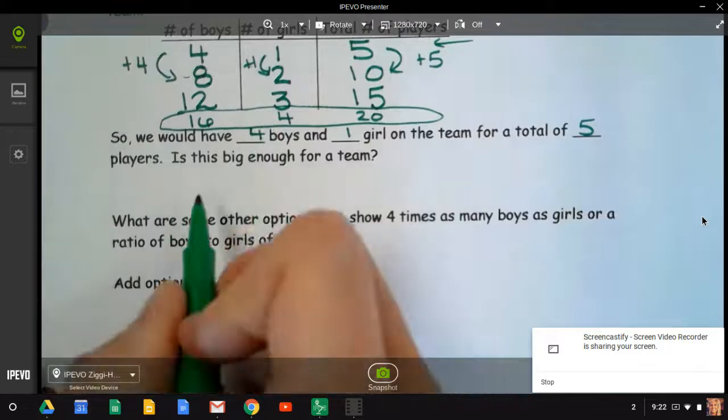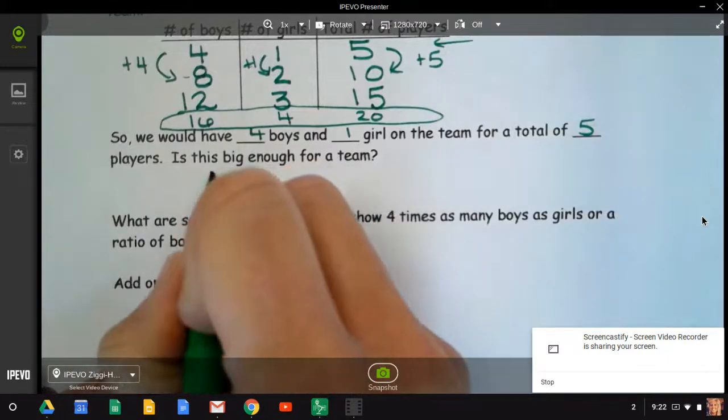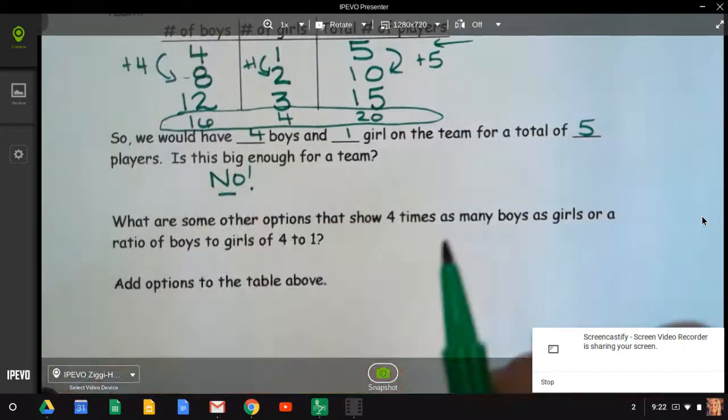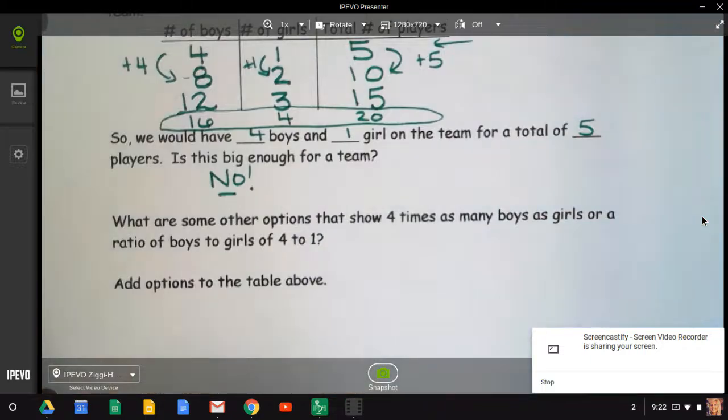So is this big enough for a team? 5 players? Well, those of you that play soccer, the answer is no. Not for a traditional soccer team, but maybe it's a pickup team or maybe it's 5-on-5. Who knows? It could be. But that's just something that we can say no to because typically 5 players is not enough.